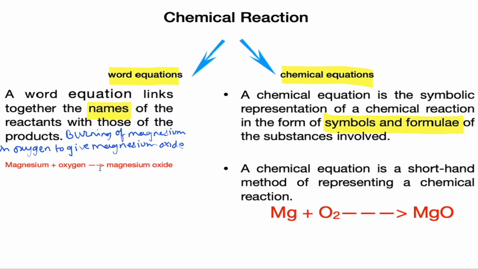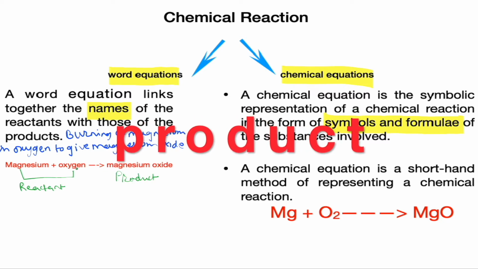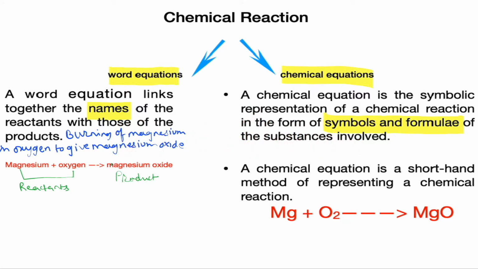Whatever is written on the left hand side of this arrow is known as reactant. So this magnesium plus oxygen is reactant, and whatever is written on the right hand side of the arrow is known as product. So magnesium and oxygen are reactants and magnesium oxide is the product.